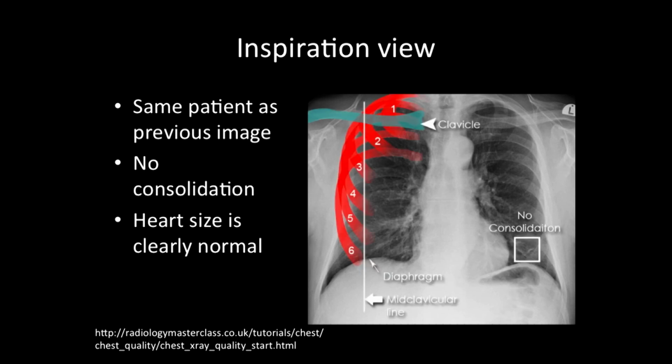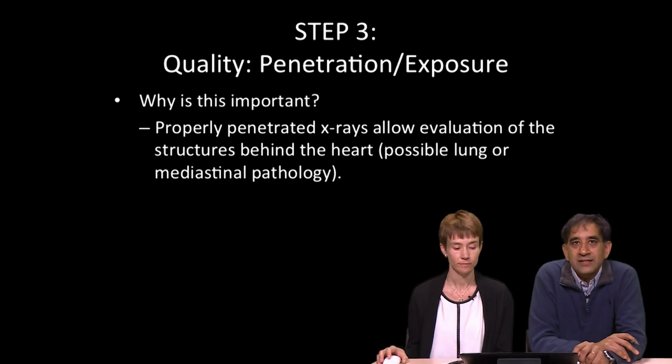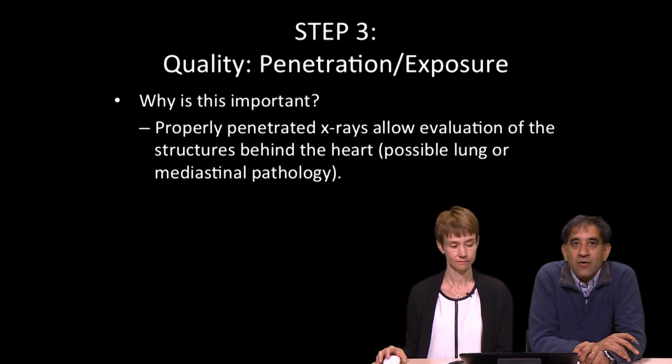And again, counting our ribs, 1, 2, 3, 4, 5, 6. You can see we're down to the 6th rib in the midclavicular line, and no consolidation is seen at that left base. And then the last thing that we want to do is evaluate the penetration or exposure. If an X-ray is properly penetrated, it's going to allow us to see structures behind the heart, like the lung. The patient may have a retrocardiac infiltrate or pneumonia, and also it will allow us to see mediastinal pathology as well.